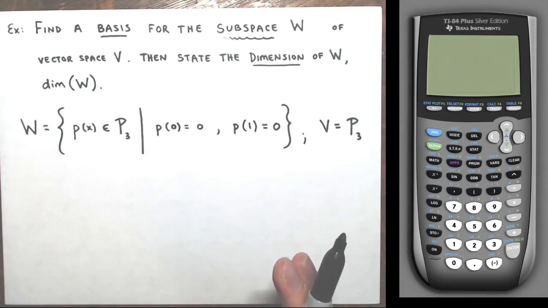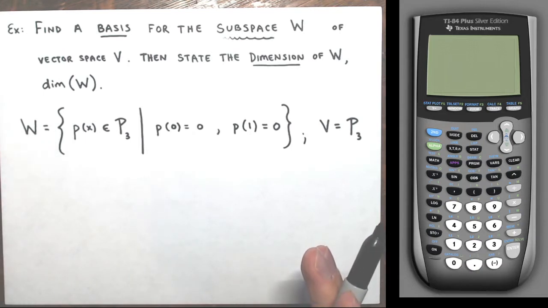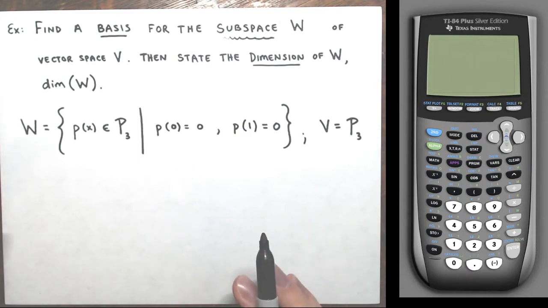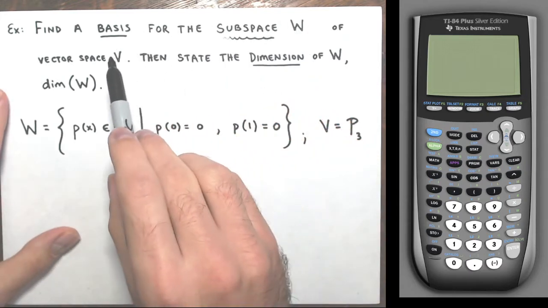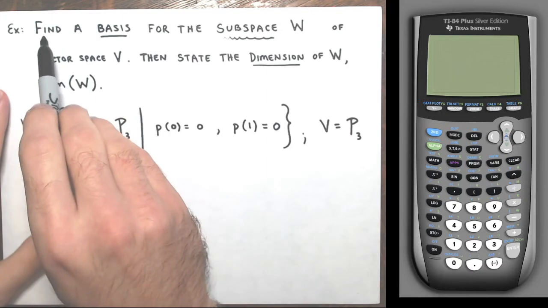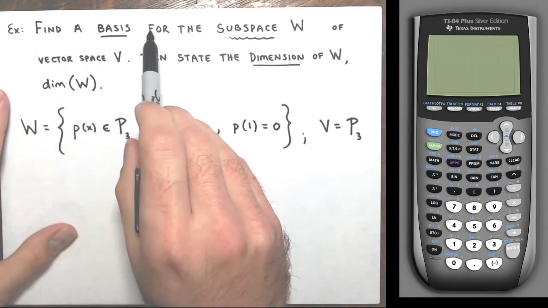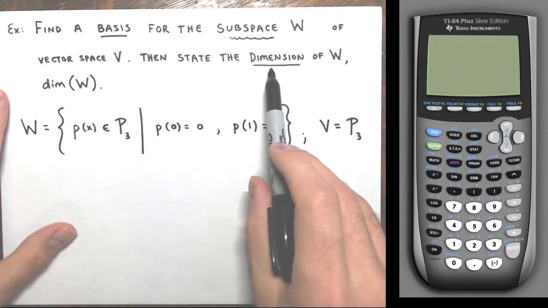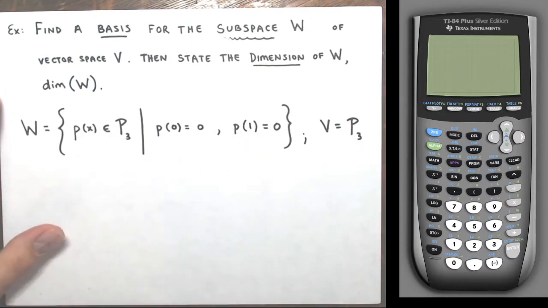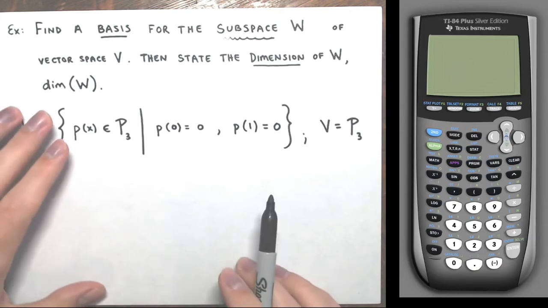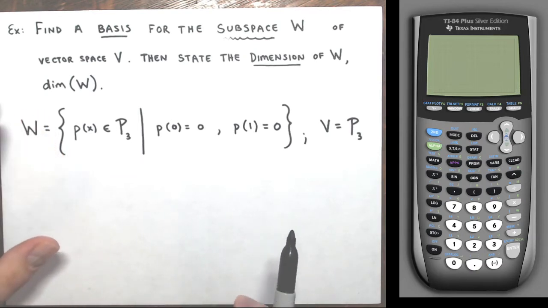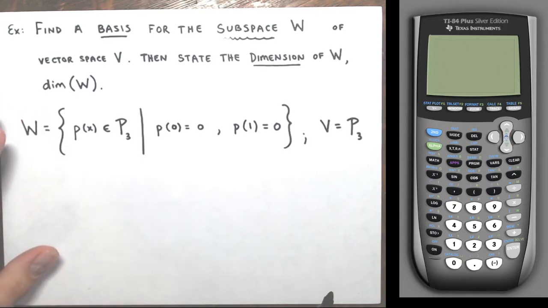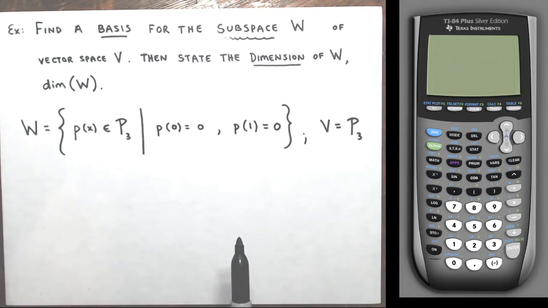Now, if you'd like to verify it for yourself, fine. But we are told that W is a subspace of vector space V, and we're asked to find a basis for the subspace W, and then state the dimension of W. So we have to find a set of vectors that span W and that are also linearly independent.